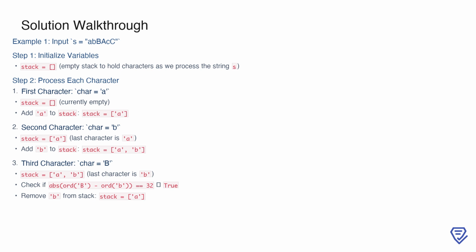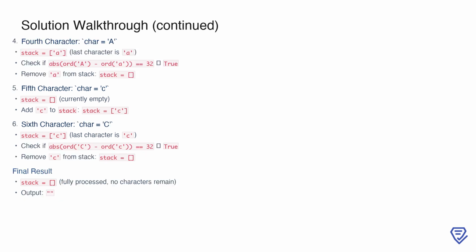Now, for the third character, B, we check if it is the opposite case of the last character in the stack, which is b. Using the condition abs(ord(b) - ord(B)) equals 32, we confirm that it is. As a result, we remove b from the stack, leaving us with a. Now we move to the fourth character, A.